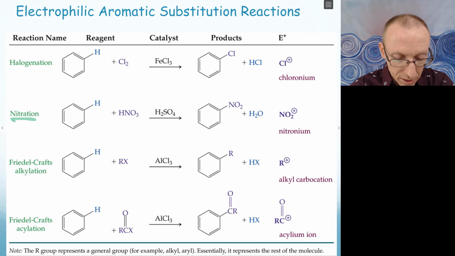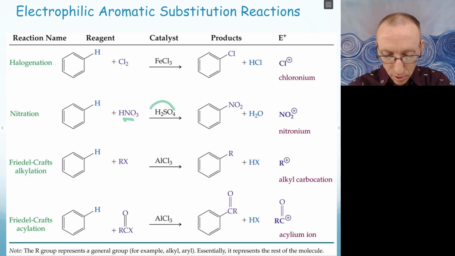We can do nitration reactions where we replace a hydrogen with a nitro group, and we do those with nitric acid in the presence of sulfuric acid. And the byproduct is water in this case.